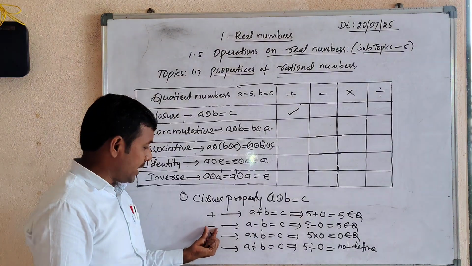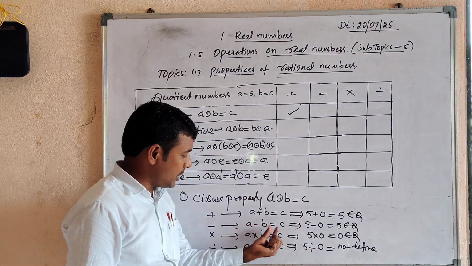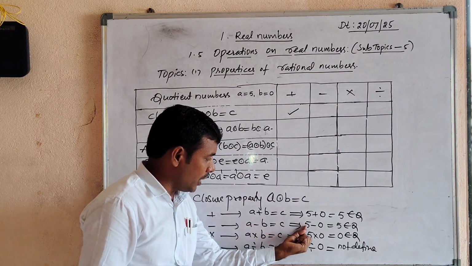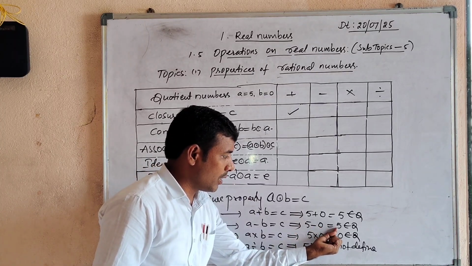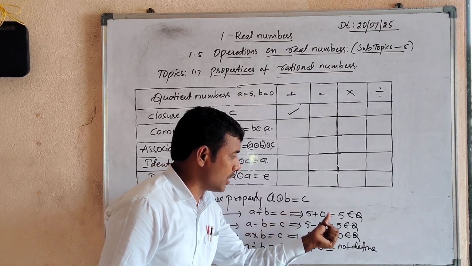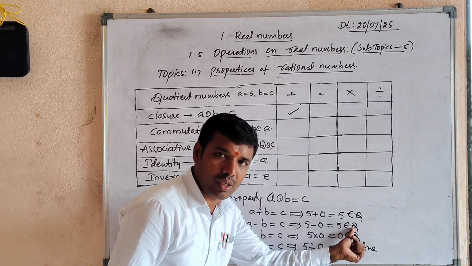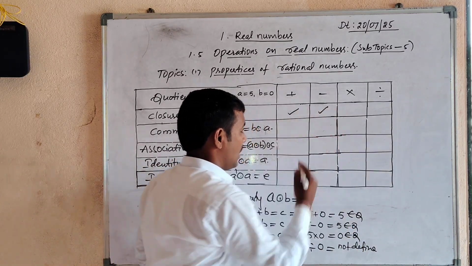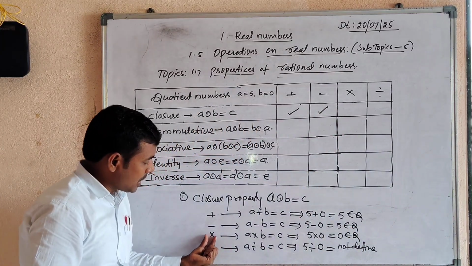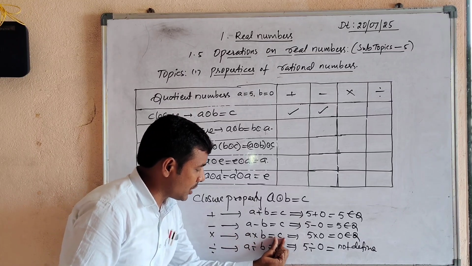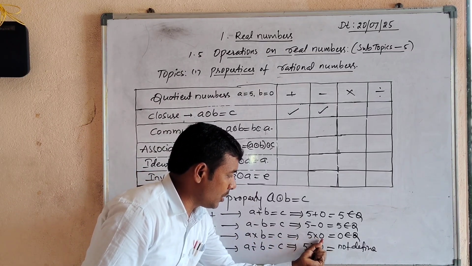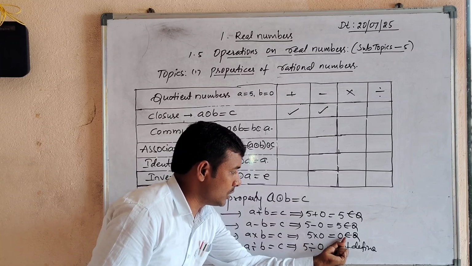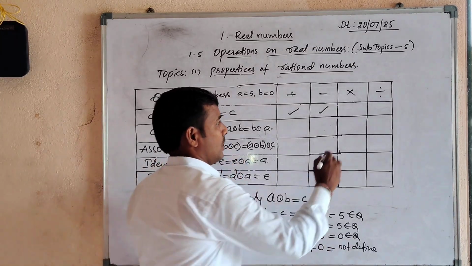Now let us go to the minus concept. A minus B is equal to C. A is 5, B is 0, so 5 minus 0 is 5. That is the C value. It also belongs to the rational numbers, so right. Next, the multiplication concept. A into B is equal to C. A is 5, B is 0, so 5 into 0 is 0. 0 also belongs to the rationals.